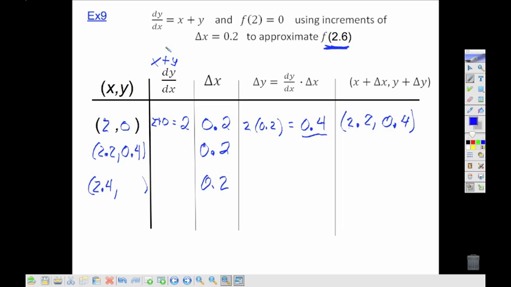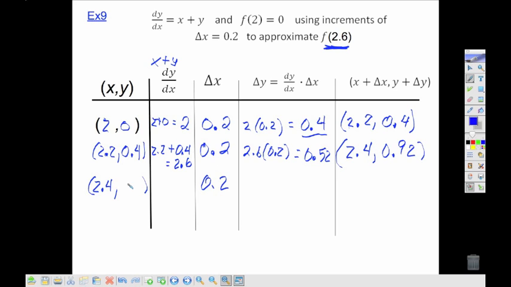We repeat the same step again, except this time we have new x and y values for the first step, 2.2 and 0.4, which gives us 2.6. That's our dy/dx now, 2.6. Our delta x is still the same, 0.2, and multiplying those together I get 0.52. Our x is now 2.4, because we're adding 0.2 again. For the change in y, we add 0.52 to 0.4, which gives us 0.92.